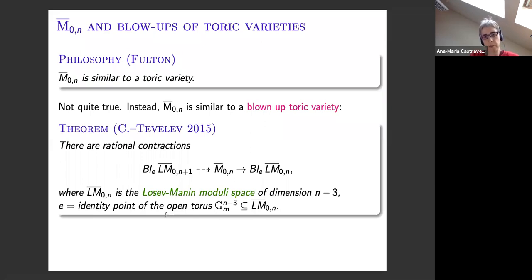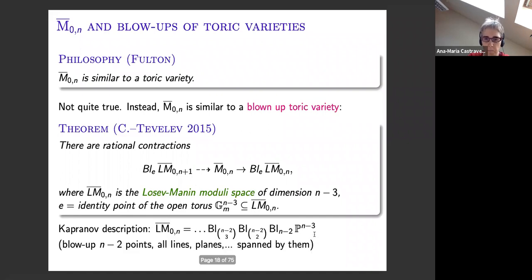So M0n bar is similar to a toric variety, if you want, in the sense that it's similar to the Losev-Manin space, which is a moduli space also of stable rational curves. So from two points of view, it's similar. Yeah? The Losev-Manin space is an iterated blow up of P^(n-3) along n-2 points, and then all the lines spanned by these points, and then planes and so on, just one less point. So this makes the space toric.